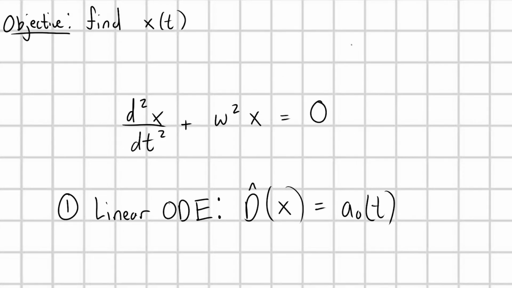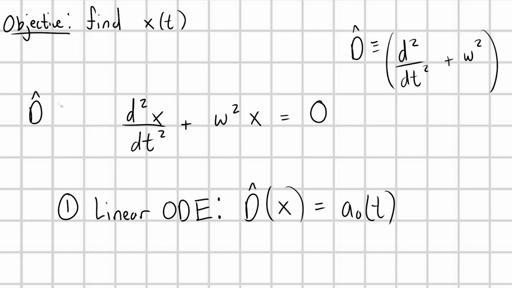Look, I can take a D hat and just define it as d squared/dt squared plus omega squared, where omega squared is just a constant. And of course, if I apply D hat onto x, that's just going to equal this: d squared x/dt squared plus omega squared x.